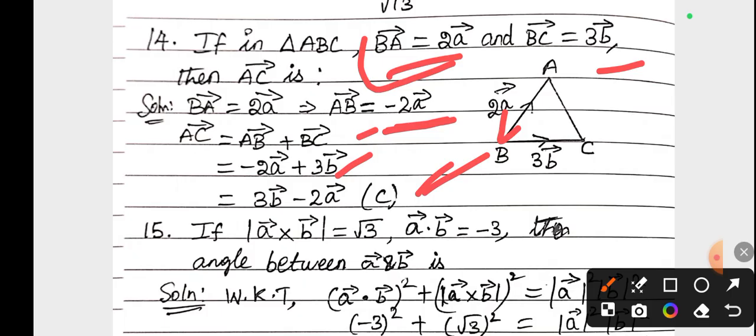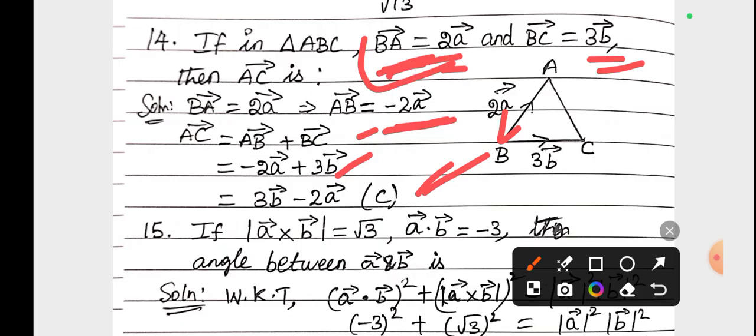But don't write just 2a plus 3b. That also will be in the options. AB plus BC is different. BA plus BC is different. Kindly read it. Then the 14th question is easier.